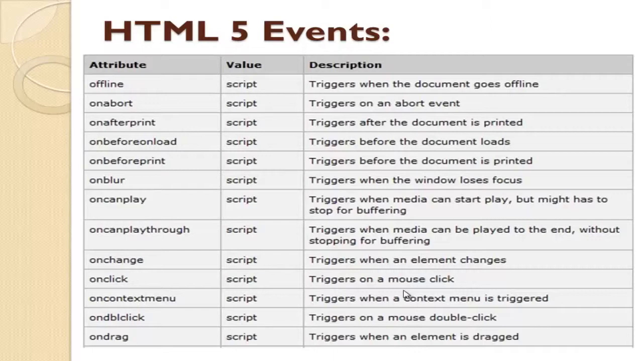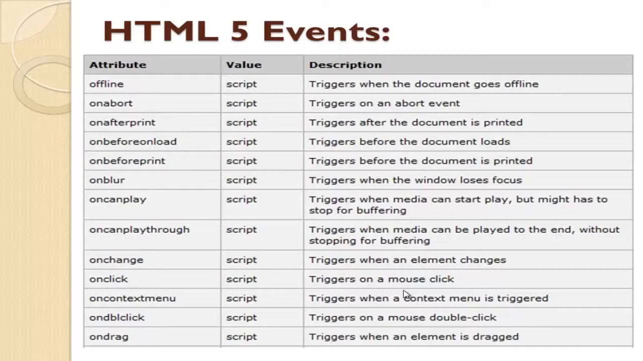First is onoffline, its value is script. As you can see, all the attributes here have the value script, so we don't have to be worried about it. The value which we will define for the attribute will be script only. So first is onoffline. Its description says triggers when the document goes offline. Whenever a document is going to be offline, this attribute will be triggered.